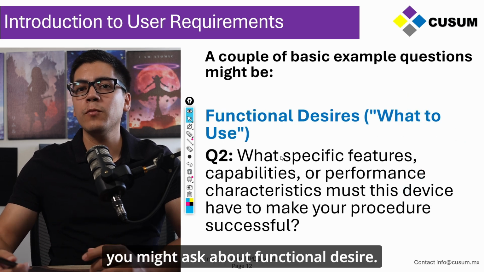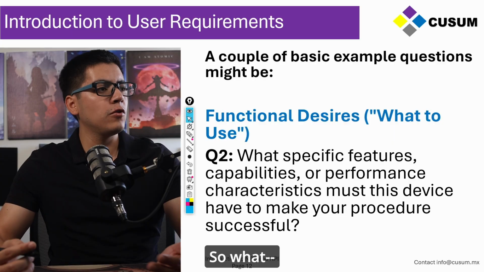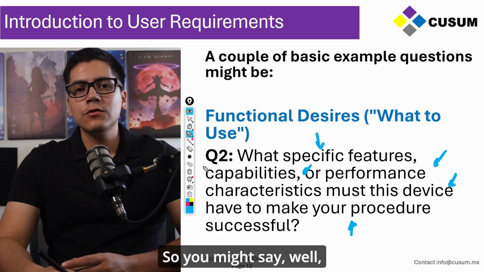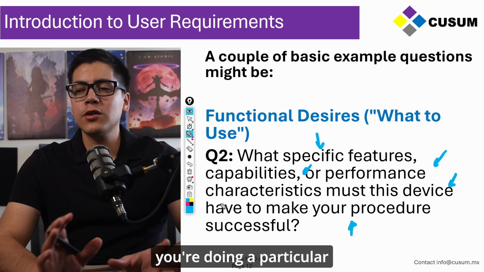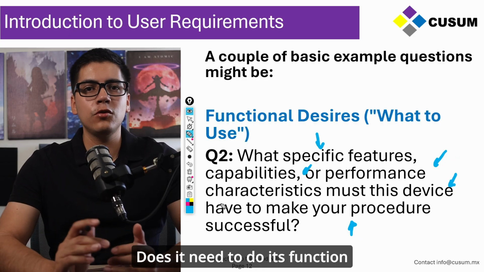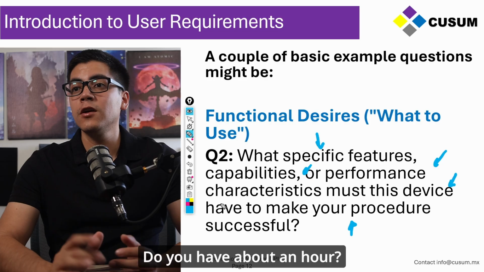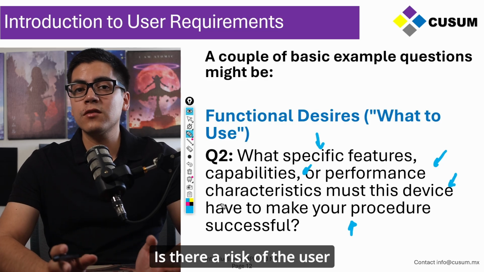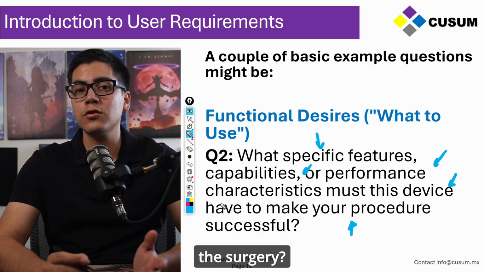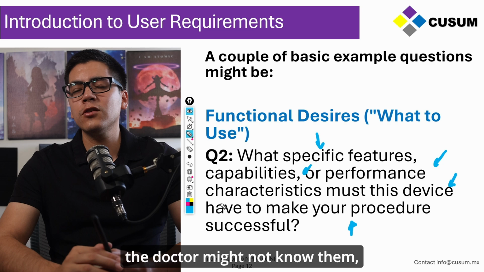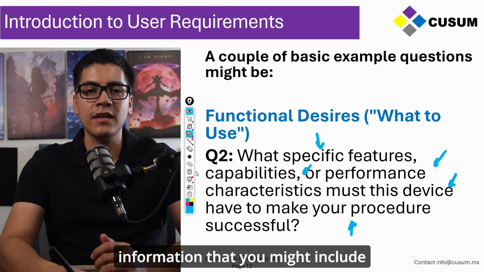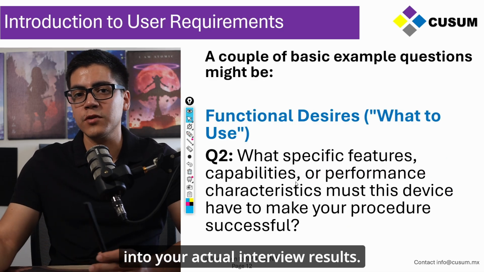Now, additionally, you might ask about functional desire. So what do you want to use this for? So you might say, well, you're doing a particular type of surgery. Now, for this particular type of surgery, do you have a time constraint? Does it need to do its function in 20 minutes, 10 minutes? Do you have about an hour? Is there a risk of the user failing or something happening to the device that might impact the surgery? So those basic things, the doctor might not know them, but just asking them might give you some information that you might include in your actual interview results.